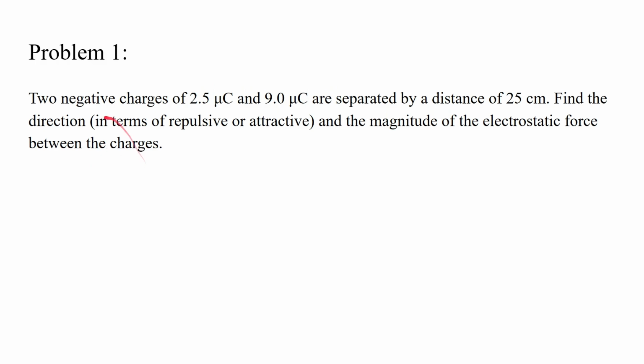There are two negative charges, which automatically tells us that they're repulsive because they have the same charge. We have 2.5 and 9.0 microcoulombs. We need to convert those to scientific notation, so when we plug into the formula, it will be easier to input into the calculator. And the distance, or the radius, is 25 centimeters. We're going to convert that to meters. We're looking for the electrostatic force, so we know that our final unit should be newtons.